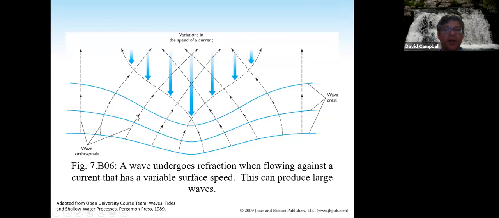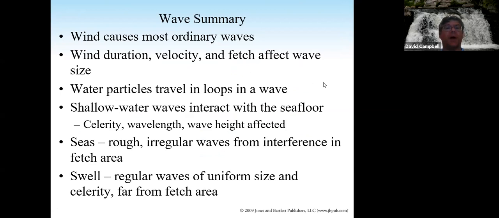Again, here's an illustration of the bending interference that can happen if we have a current, especially one with variation in its flow, interacting with waves. So to sum up, most ordinary waves are produced by the action of wind on the water. Wind duration, how long the wind is blowing, the wind speed, well, velocity incorporates direction as well as speed, and the fetch, the distance that wind is blowing on, affect how big a wave we can make from that wind. As a wave travels along, we have those loops of motion. These loops can run into the bottom if we have a shallow water wave, and this will affect our wave celerity, our wavelength, wave height.